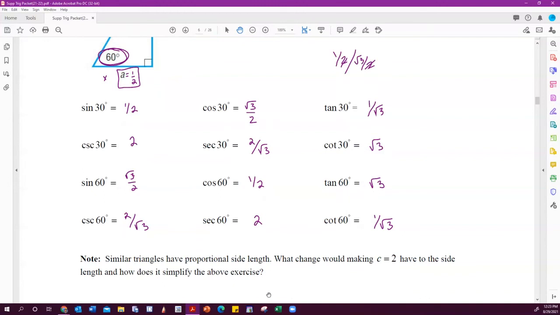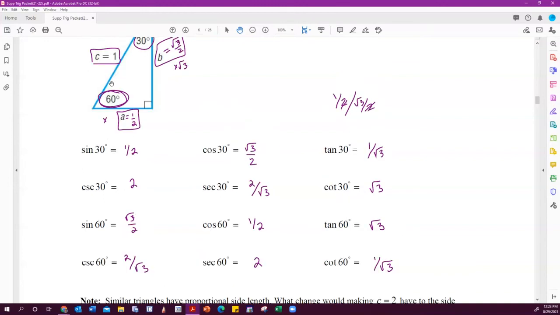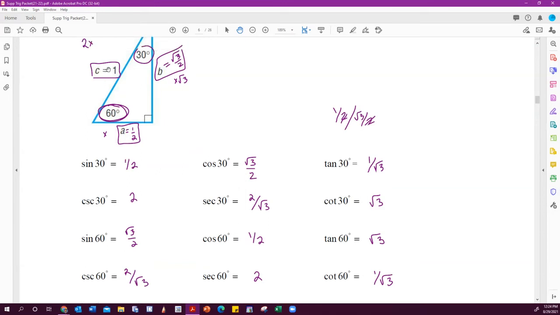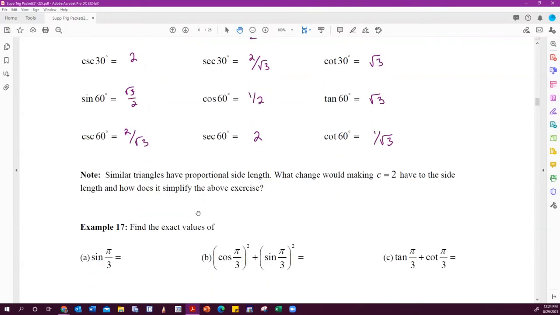Since similar triangles have proportional side lengths, changing the hypotenuse isn't actually going to change the values of the trig functions. For example, if the 1 over 2 had the 1 become a 2, the 2 would simply become a 4, if the hypotenuse up here was a different number. So if this was a 2, this number would be a 1, and you'd get a ratio of 1 over 2. The ratios don't change because the sides are proportional.